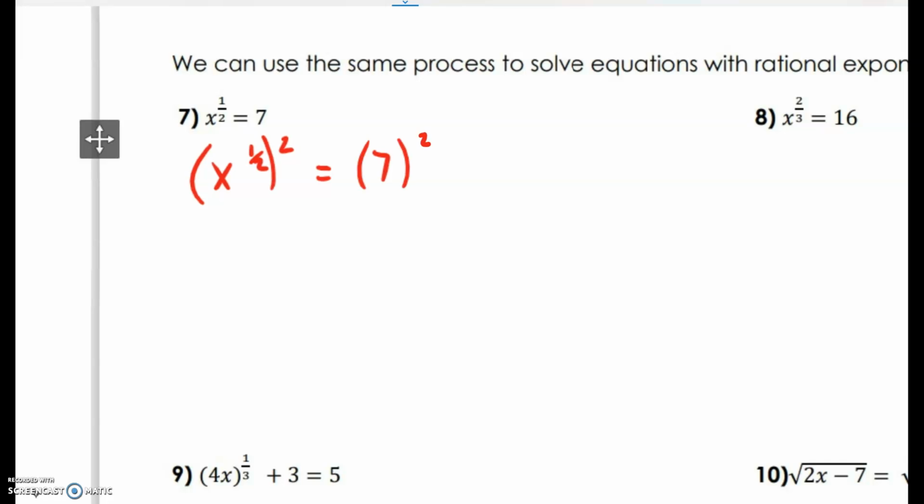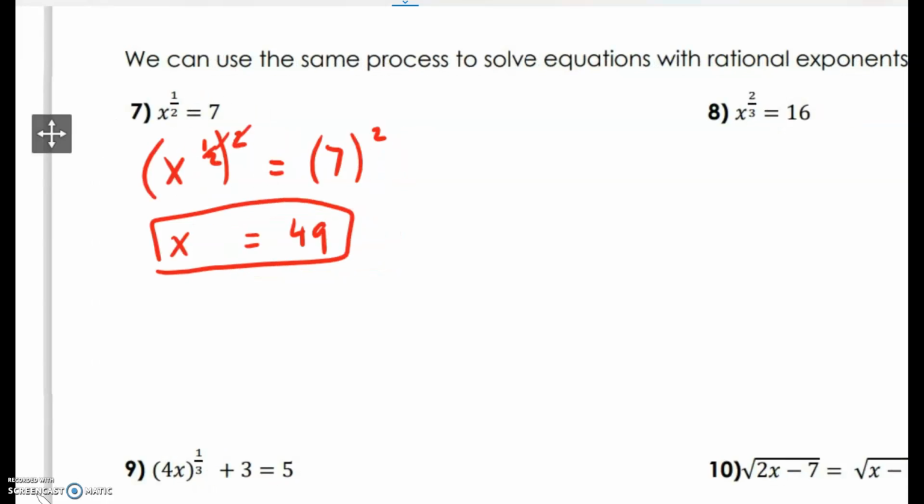So if we raise both sides to the second power, that's going to get rid of our rational exponent. Okay? If you're wondering how does it get rid of it? Well, 1/2 times 2, we just said, makes 1. So this is just x to the first. We no longer have a rational exponent. The other side, 7 squared, is 49. So the answer that we're looking for is x is equal to 49. Let's check it real quick. 49 to the 1/2 power on a calculator is 7. Also, like I said a minute ago, x to the 1/2 is the same thing as the square root of x. And the square root of 49 is 7.